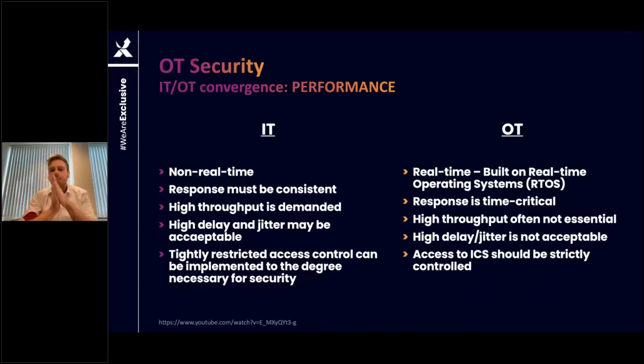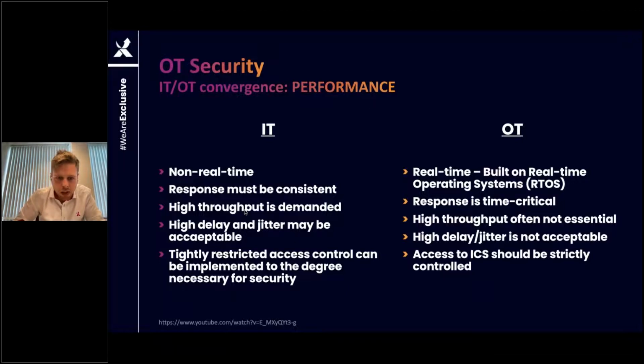Now we're going to make the real comparison, and we will do this on, I think, 5 points. The first one is performance. In an IT network, you do not really need real time. It is nice if you have real-time responses. It's nice if your Teams call goes through smoothly, but it is not really necessary. The response must be consistent, but the delay and jitter may be acceptable. And that's also why you see that the focus with IT networks is on high throughput. So high throughput is demanded.